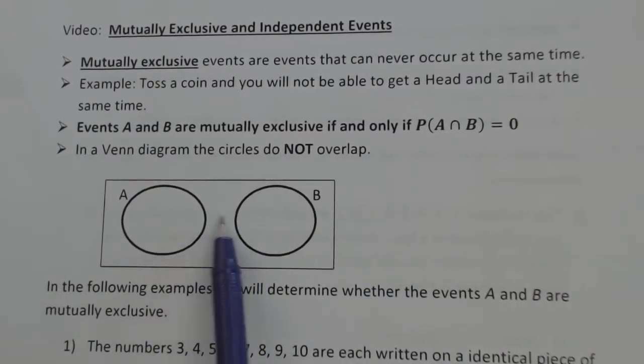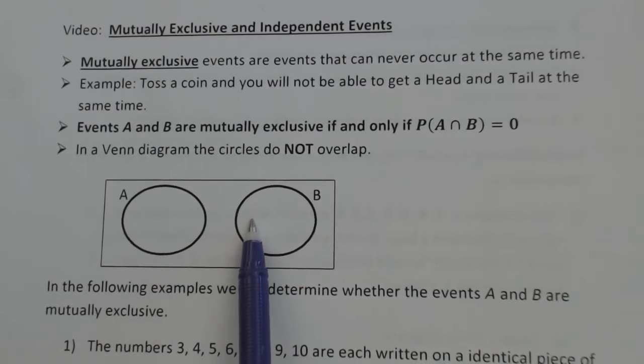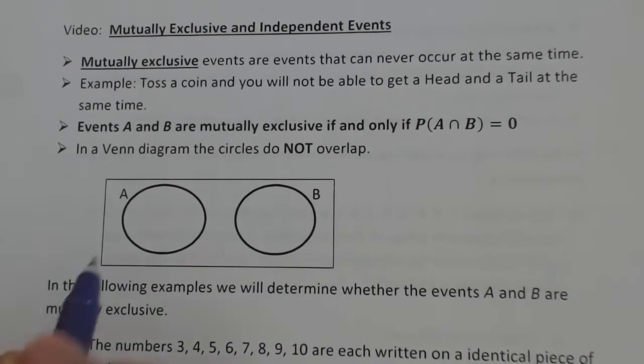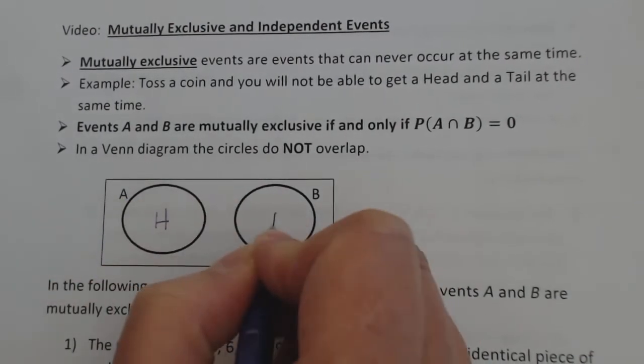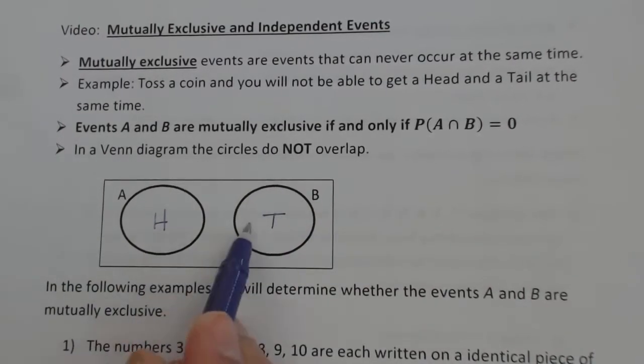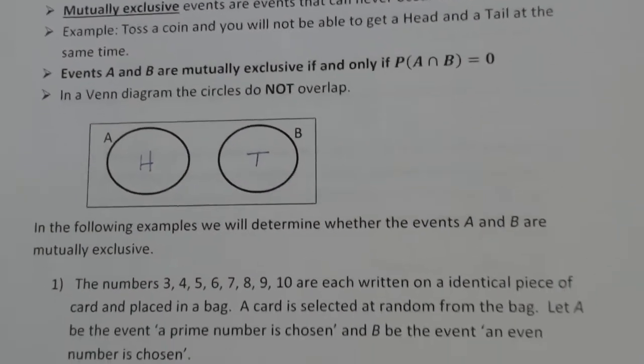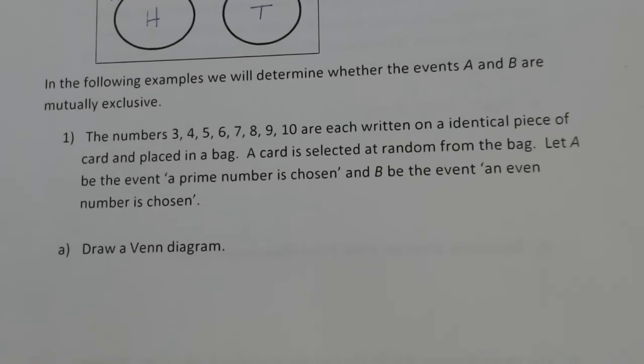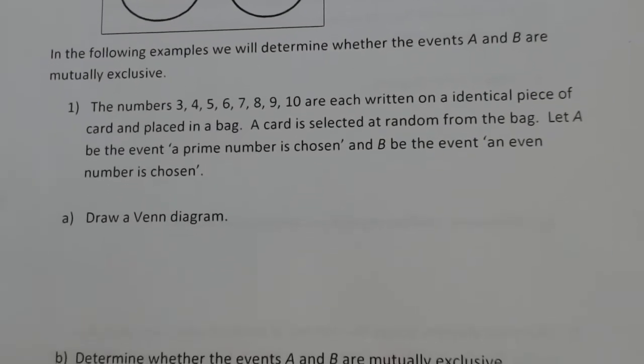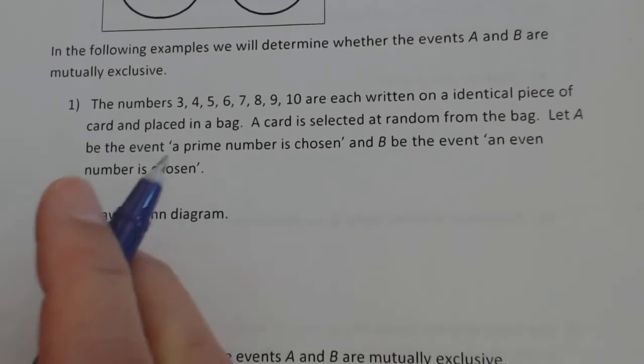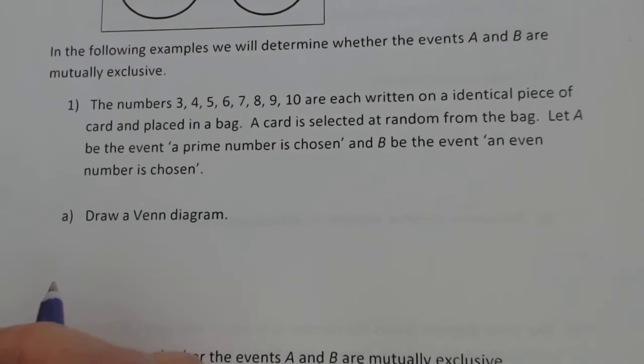So they look like this. So these two are not overlapping. So in our toss a coin, this would be the heads and this would be the tails. So notice there's no overlap here. Okay, let's get to the example. In the following examples, we will determine whether the events A and B are mutually exclusive. So this is what you're going to have to do for your DCCs.